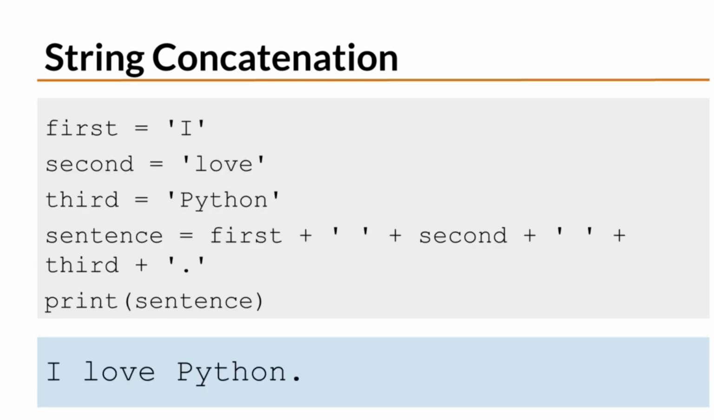This is an example that demonstrates string concatenation using variables. First, we create three variables. First equals I, second equals love, and third equals Python. Next, we create a variable named sentence, and we assign it the value of first, plus a space, plus second, plus another space, plus third, plus a period. So when we print that sentence, we end up with I space love space Python period.